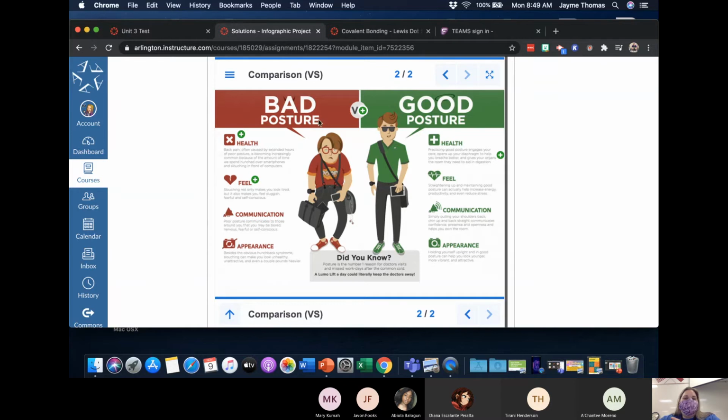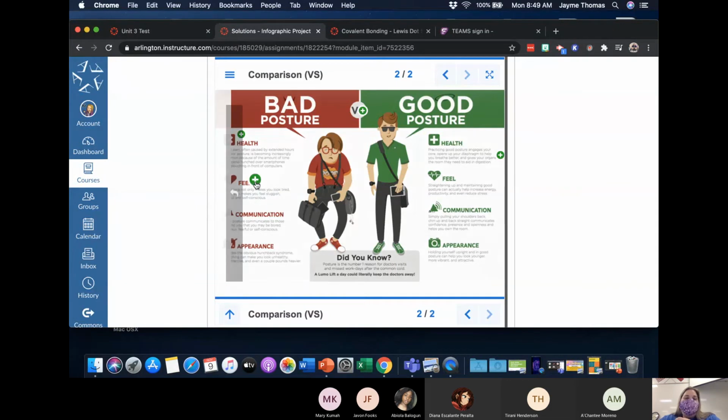And then also the colors that they use. Everything on the bad posture side is red. Everything on the good posture side is green. And if you even notice in the title, the A has little devil horns, and the O has like a halo on it. So all of their little imagery, visual things relate to their topics or what they're showing. Even the guys, their clothing is the same color as the side that they're on.